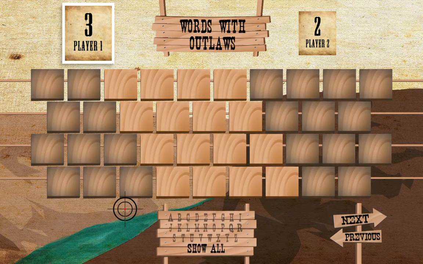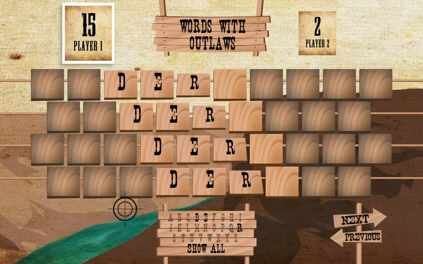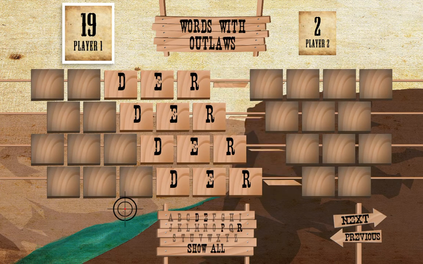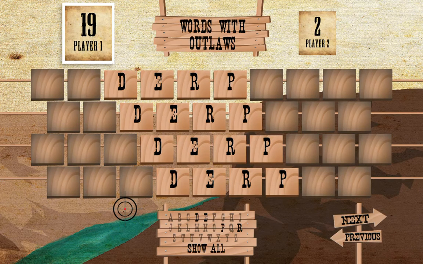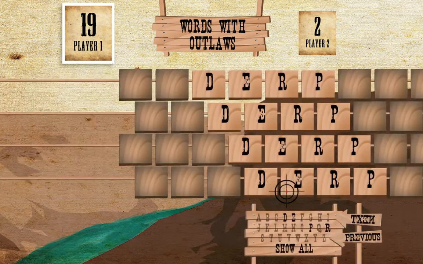Now when we do it, we'll say D. And there you go. Player 1 has 19 points. They're doing very well. If for whatever reason you need to go back, you can always click the right arrow, or left arrow key, and that'll take you back.